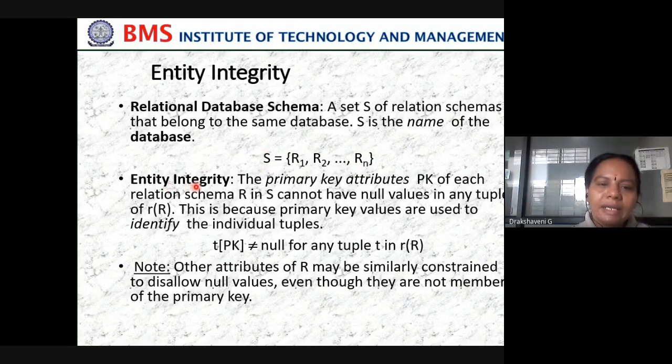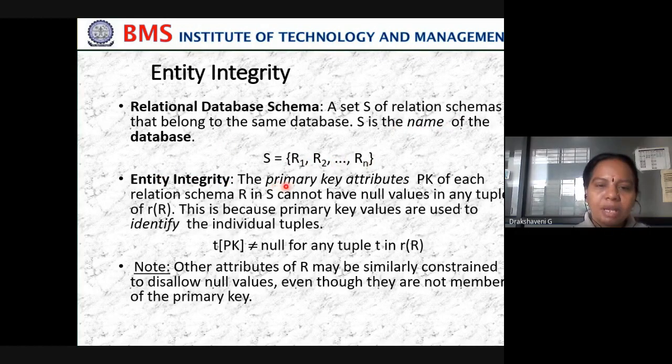So the entity integrity: the primary key attributes PK. What do we represent as primary key? We represent PK. The PK of each relation schema R in S cannot have null values in any tuple of r of R. This is because primary key values are used to identify the individual tuples. So that's what entity integrity is. A relational database schema is a set S of relation schemas that belong to the same database. S is the name of the database. S equals R1, R2, etc., Rn.